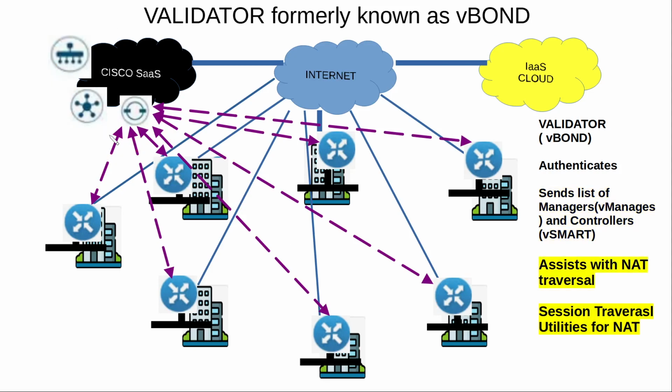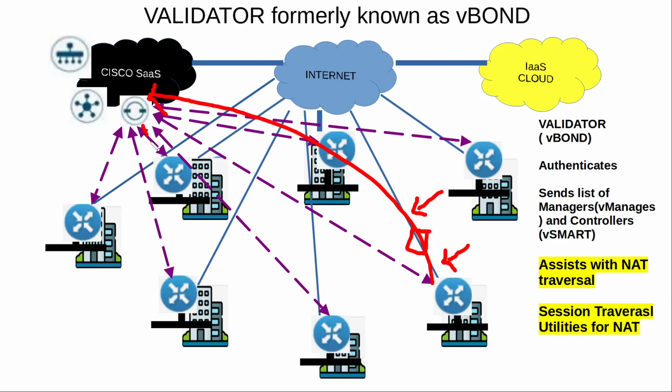The other main function of the validator is assisting with NAT traversal using something that is known as Session Traversal Utilities for NAT, or STUN. This works or helps when devices are behind a NAT box. In those cases, these devices will have a pre-NAT IP address that is usually a private IP address, and a post-NAT IP address that is usually a public IP address. So when communicating with the validator, it will be able to notice these two IP addresses.